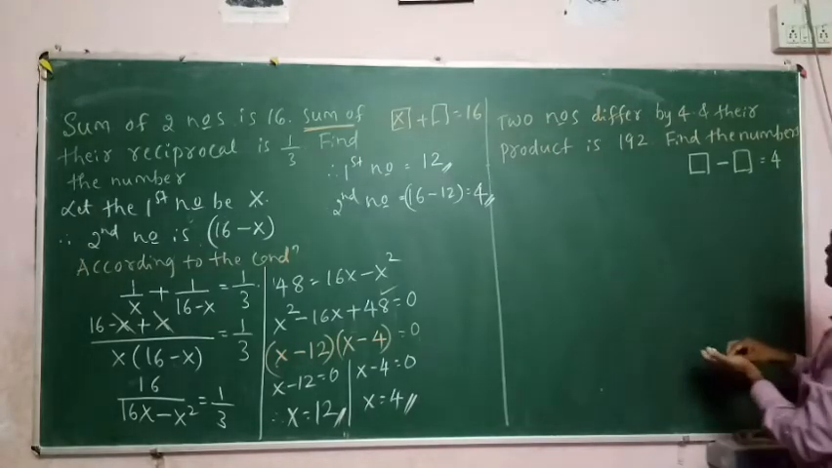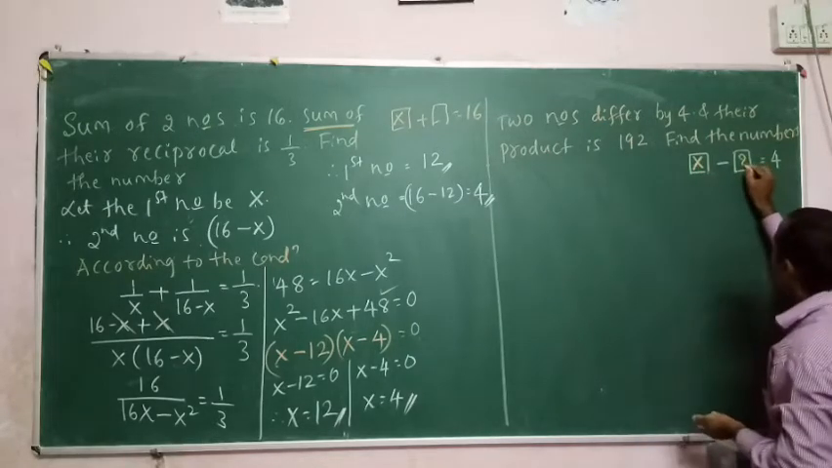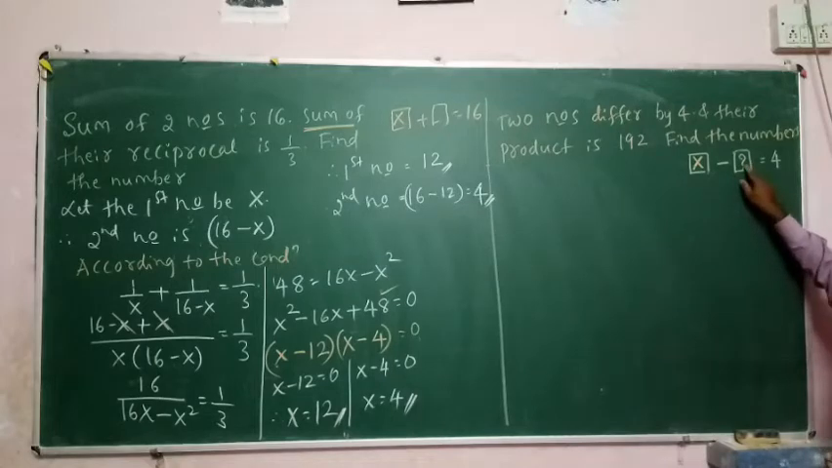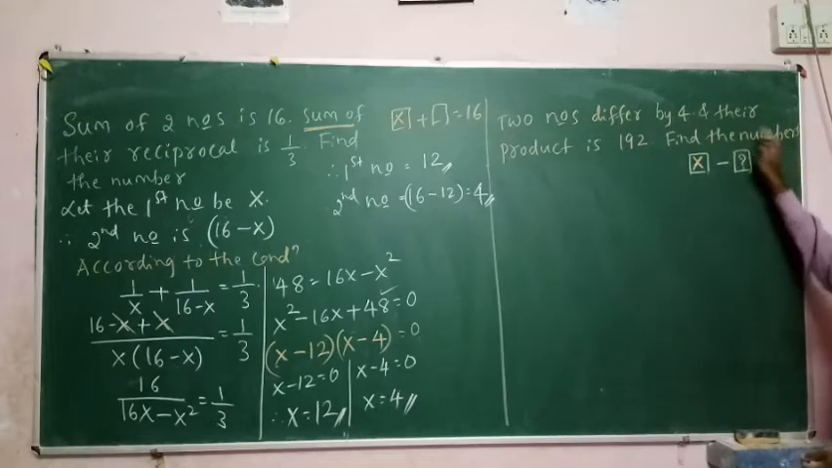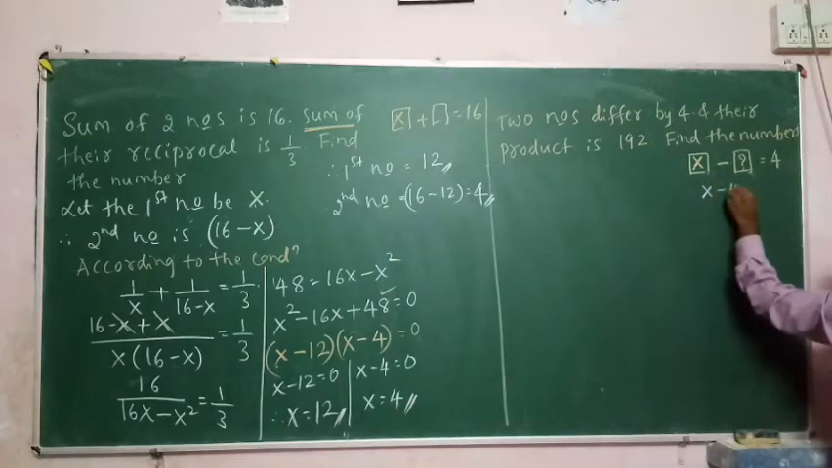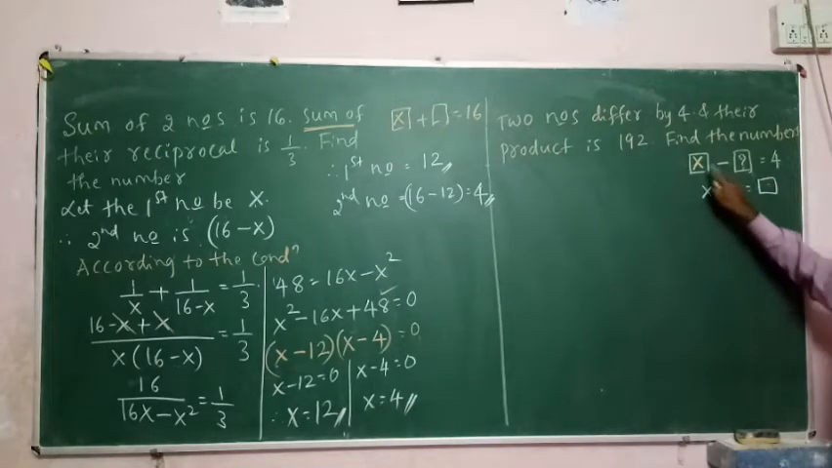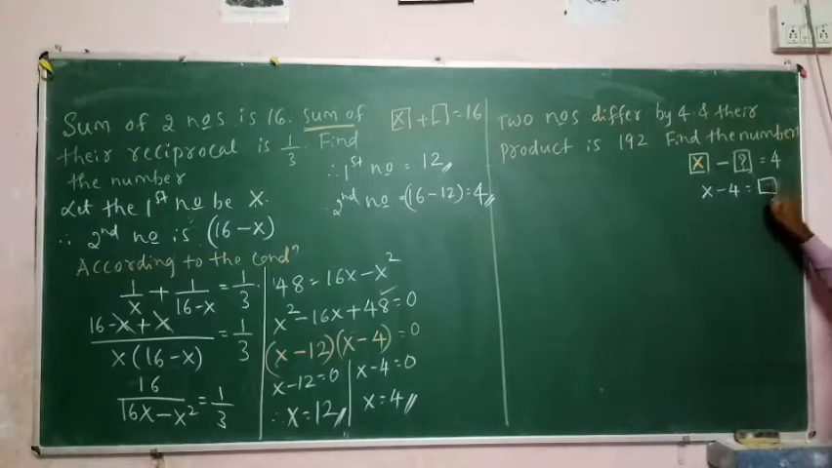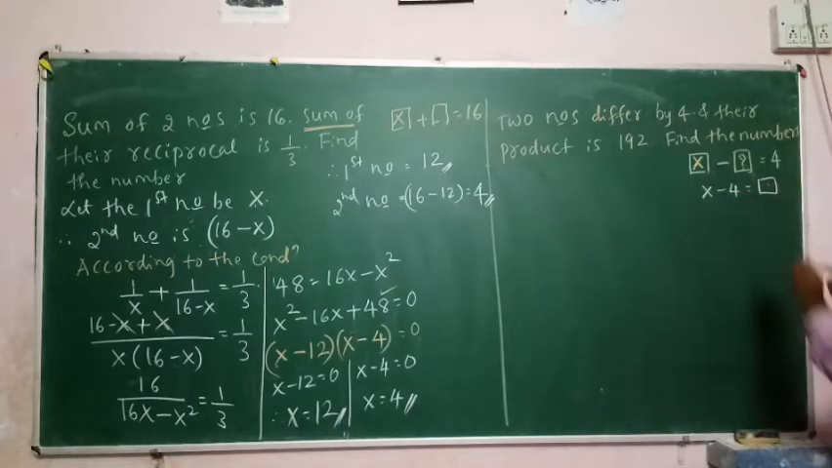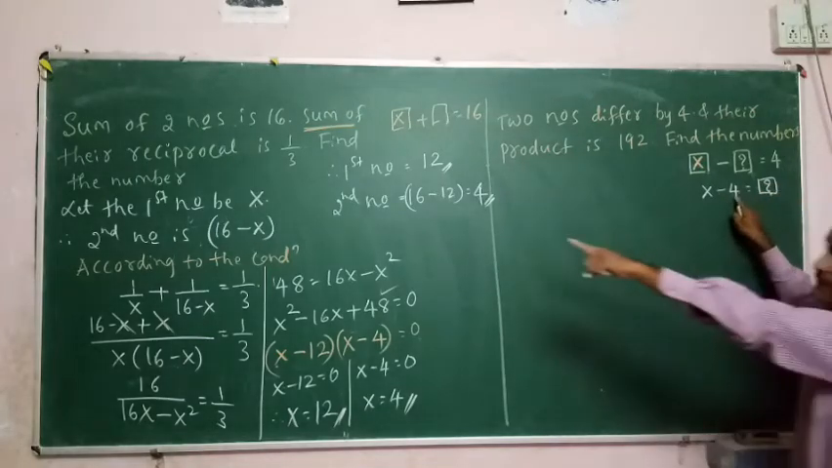Okay? I will take one number as x. What about the second number? What will I do to find this number? I will take this to that side to make it positive. 4 I will bring it here. I will write like this: x minus 4 is equal to box. This is the second number. The first number is x. I will mark a question mark here. The question mark is the second number. The second number is x minus 4.